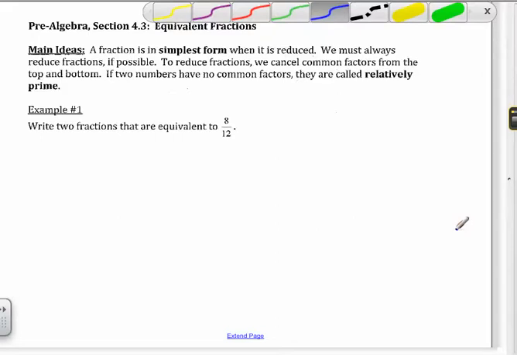A fraction is in simplest form when it is reduced. That means that the top number and the bottom number are relatively prime. There's nothing that goes into both of them. I can't reduce it anymore. That's thus the term relatively prime.